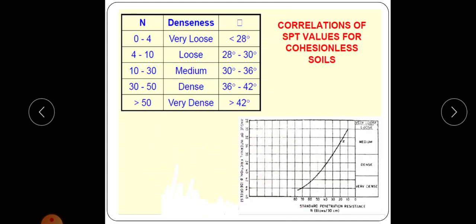This is the correlation of SPT value for coastal soil. This table shows the N value. If the N value, that is the SPT value, is between 0 to 4, it means very loose, and the angle of shearing resistance phi is less than 28 degrees. If the N value is between 4 to 10, it indicates loose, and the phi value is between 28 to 30. Likewise, we can relate the SPT value with properties of coastal soil like denseness and angle of shearing resistance.